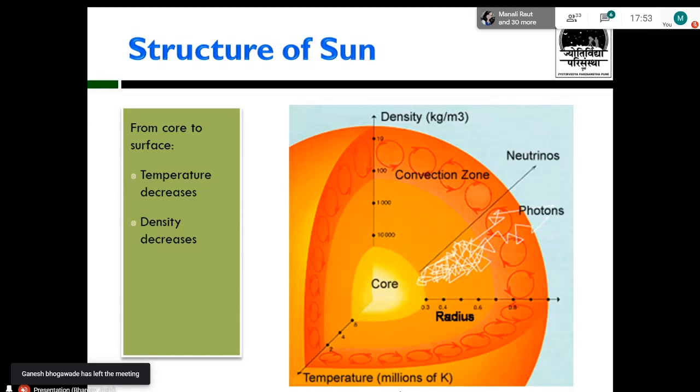It might take even thousands of years to reach the surface, because the sun is so dense that the photons start colliding with each other, and the collisions are so many that it almost takes 1,000 years for the photon to reach the surface. Imagine, the photon takes 1,000 years to reach the sun's surface from the core.